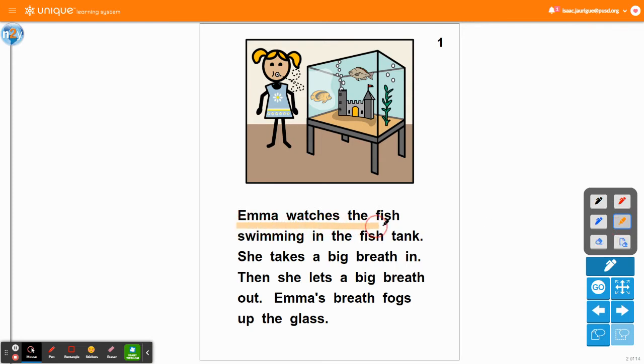Emma watches the fish swimming in the fish tank. She takes a big breath in, then she lets a big breath out. Emma's breath fogs up the glass. There's the fog.